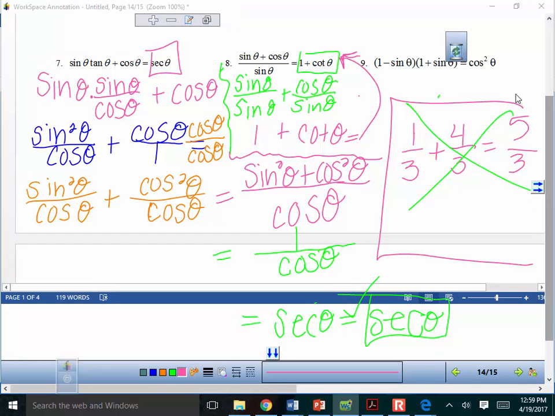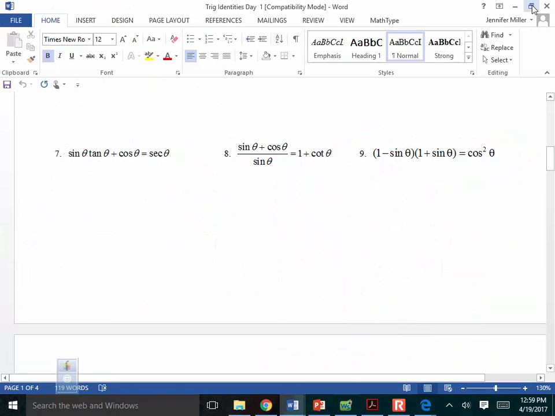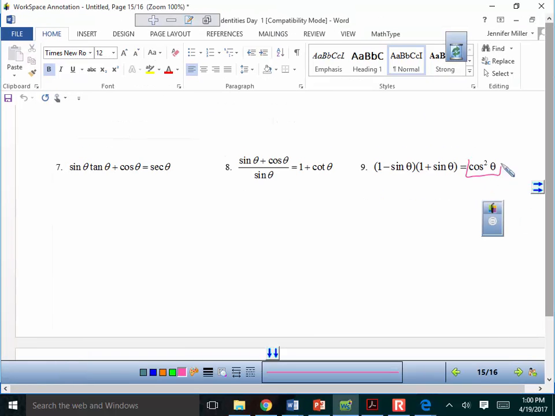All right. So let's look at number 9. I mean, there are some things that you need from me. Like on number 9, I would let you know on problems like this, we're going to want to go ahead and use the distributive property, right? We're going to want to distribute this 1 to each term in the second parentheses. And 1 times 1 is? 1. And 1 times the sine of theta is? Sine of theta. Very good.